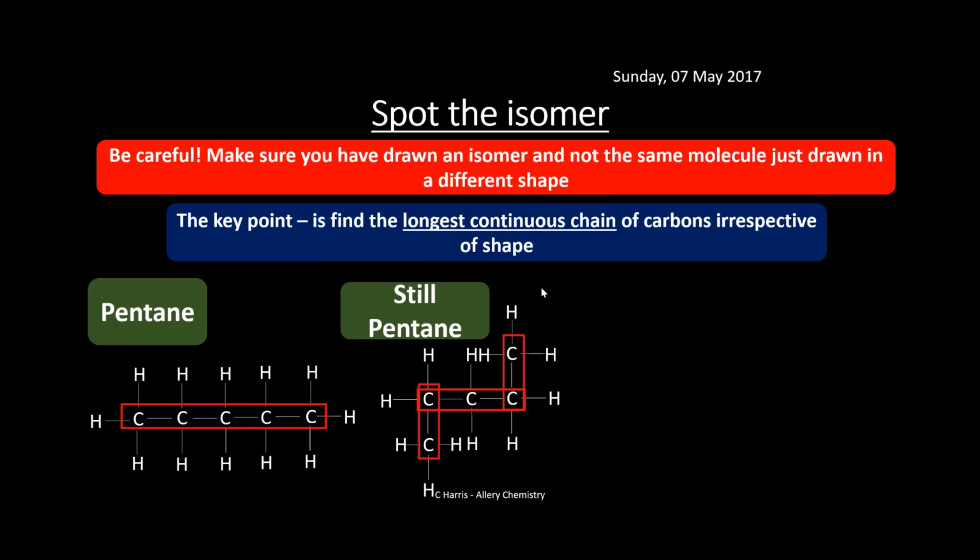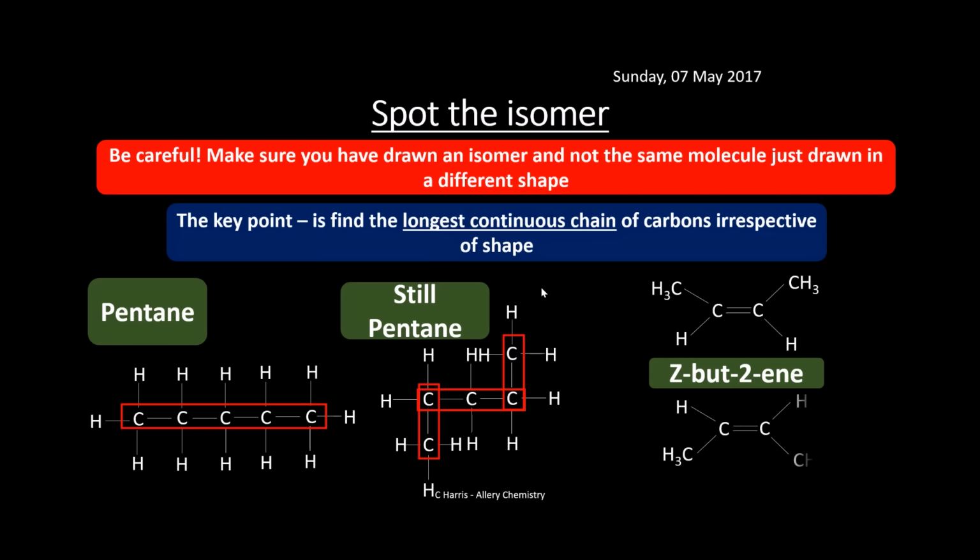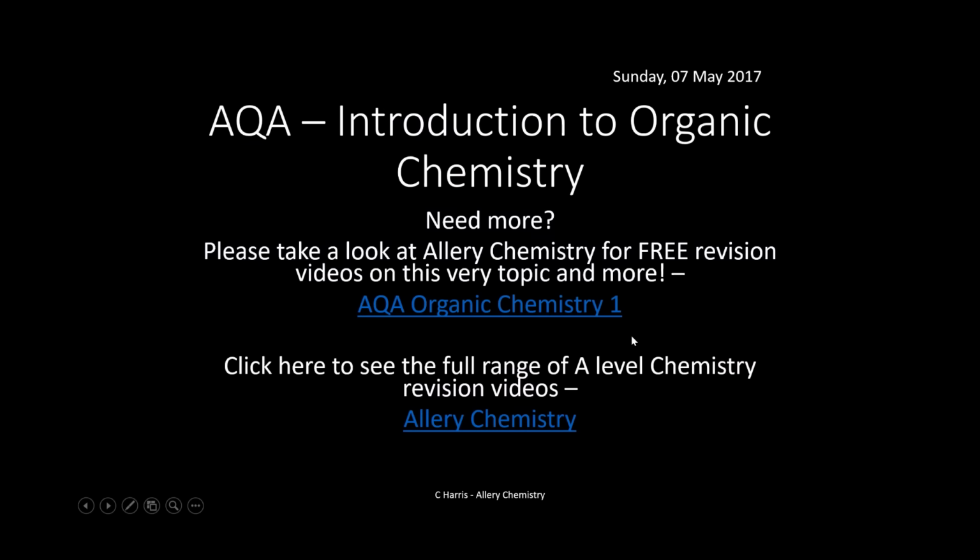Again, looking for the longest carbon chain. Look at this one, Z-butene. This one is still Z-butene. There is no difference. Even though the hydrogens are at the top on this one and on the bottom here, it is still Z-butene. So don't be tempted to draw this and call it something else. Make sure you're looking out for them.